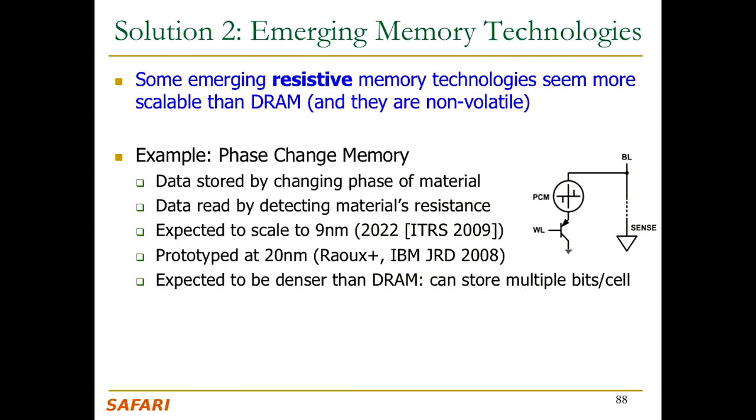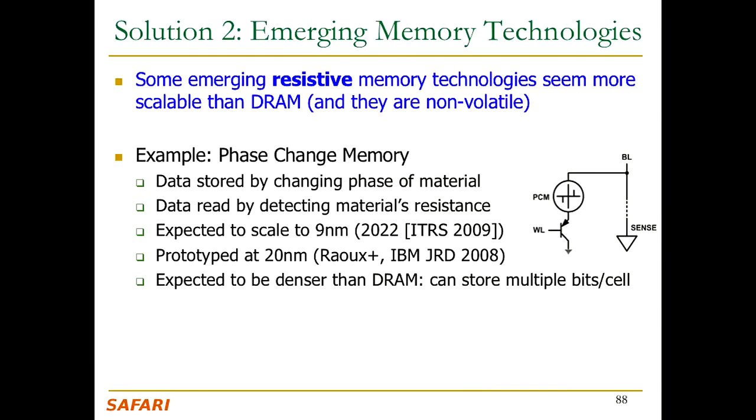And it's also expected to be denser than DRAM for another reason, not only because you can make the cell much smaller, but you can store multiple bits per cell. Instead of having one bit, like in DRAM, if you want to store multiple bits in a single capacitor, you need to divide the charge level into four, right, if you want to store two bits. Now, that's very difficult to do, actually.